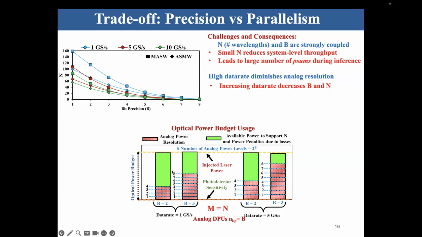But the idea is, if you look at it, this is another representation of that budget. If we talk about the bit precision, the higher bit precision would take up more analog levels in the optical budget, and the remaining green part would be whittled down due to those penalties and crosstalk, and whatever remains can be used for wavelength division multiplexing. And if you have a higher data rate, it turns out the analog resolution decreases because of the noise floor, which depends on the operating rate. The noise floor of the photodetector.